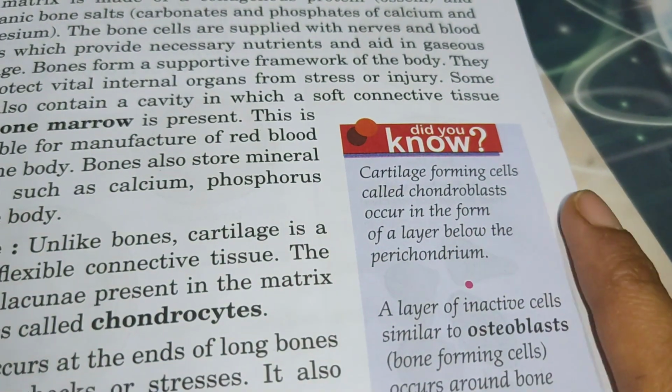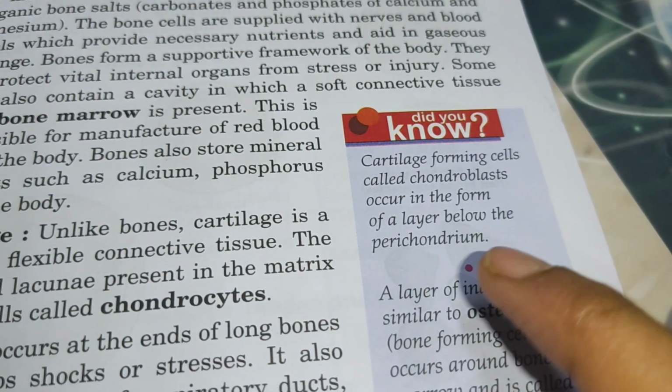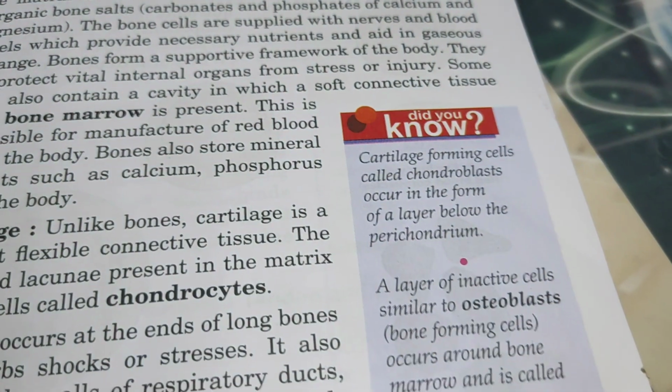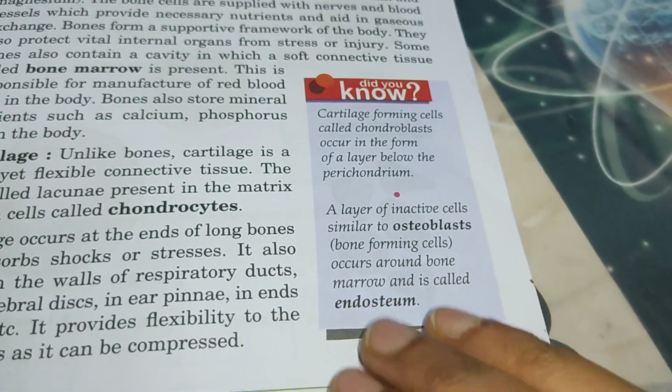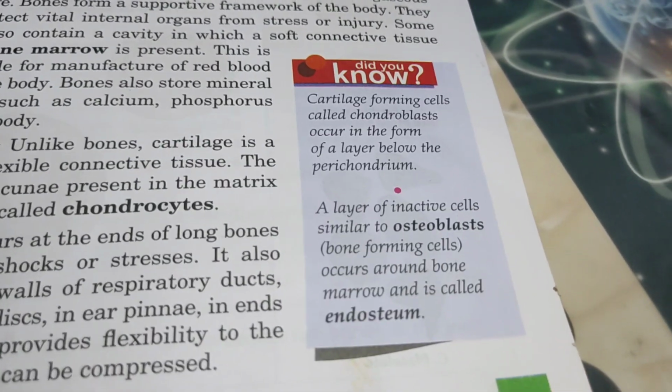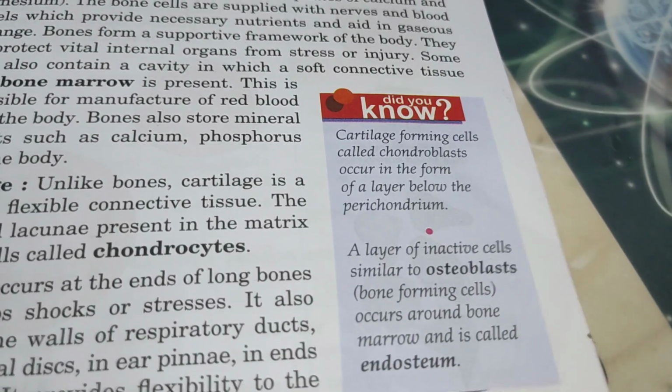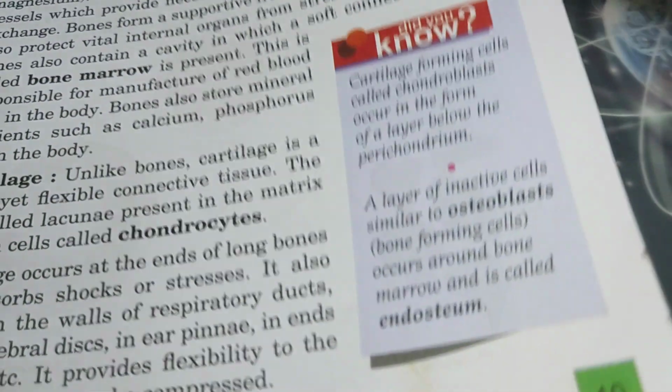Here, cartilage-forming cells called chondroblasts occur in the form of a layer below the perichondrium. A layer of inactive cells similar to osteoblasts occurs around the bone marrow, which is called the endosteum.